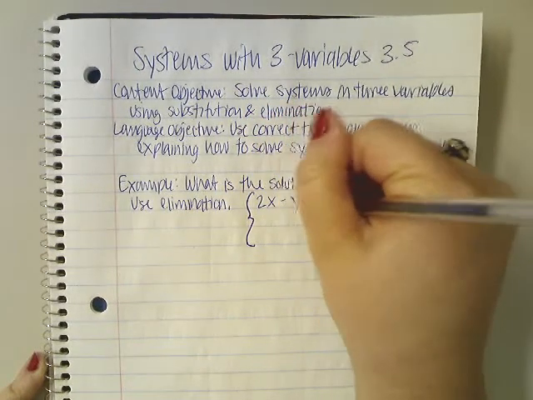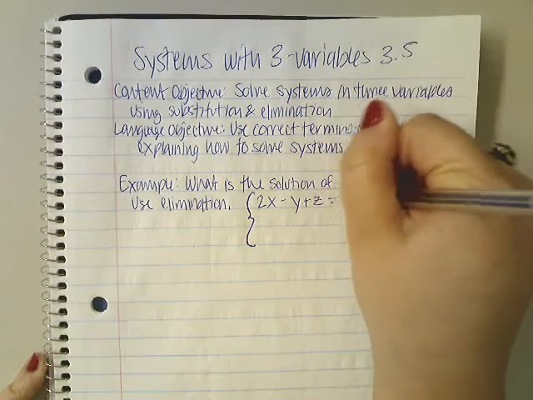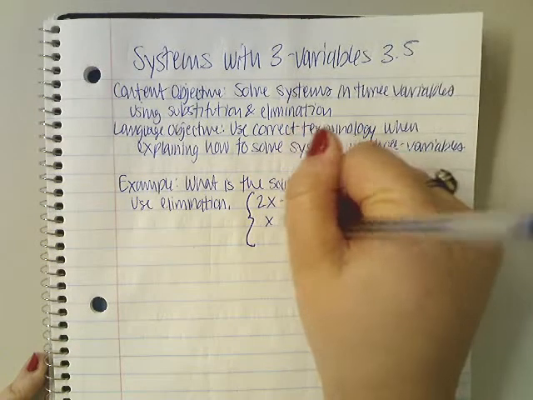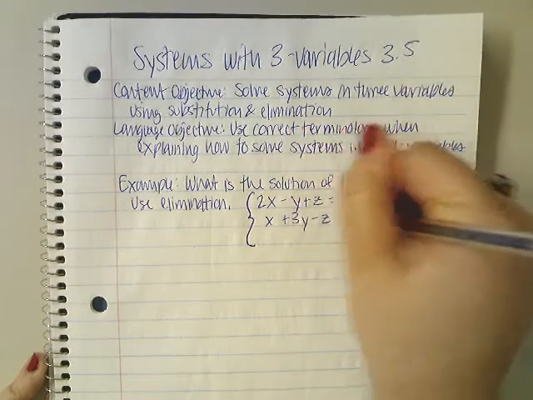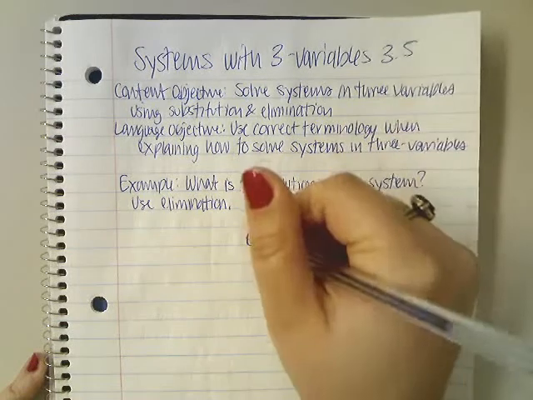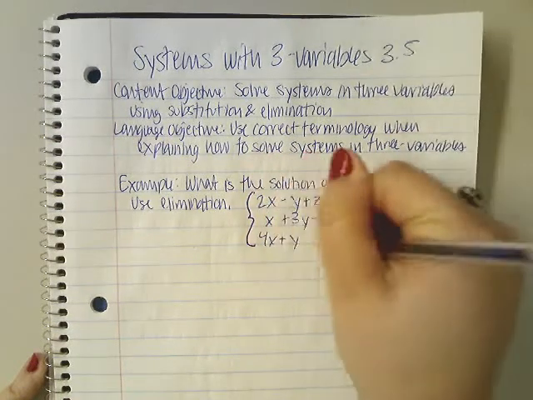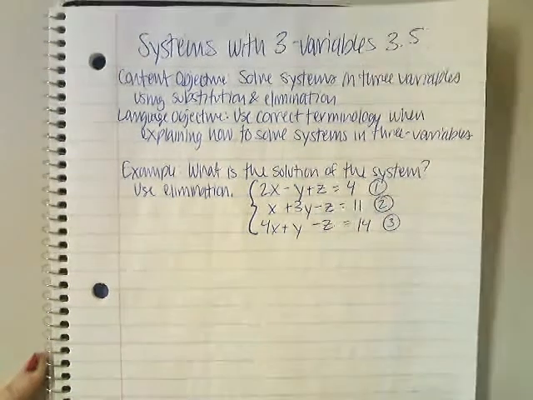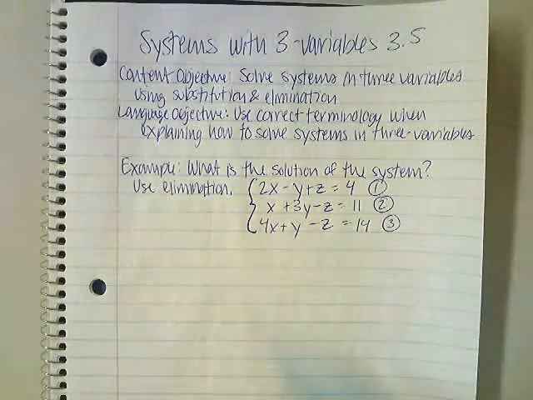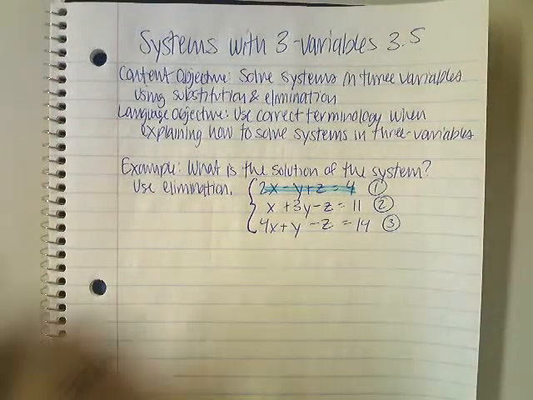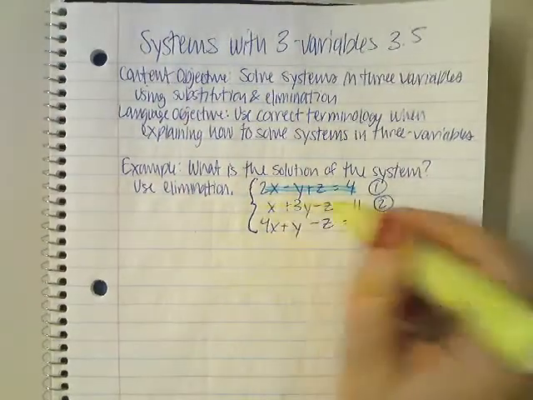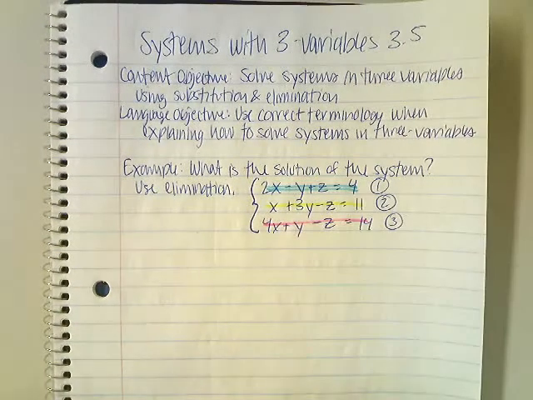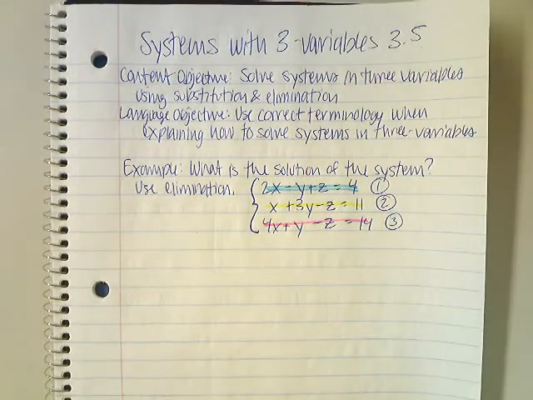So we have 2x minus y plus z equals 4. That will be equation 1. Then we have x plus 3y minus z equals 11. That's equation 2. And 4x plus y minus z is equal to 14, and that will be equation 3. I'm also going to highlight them so you can refer back to which ones I'm talking about more easily visually. I have these 3 colors to start: blue, yellow, and pink.